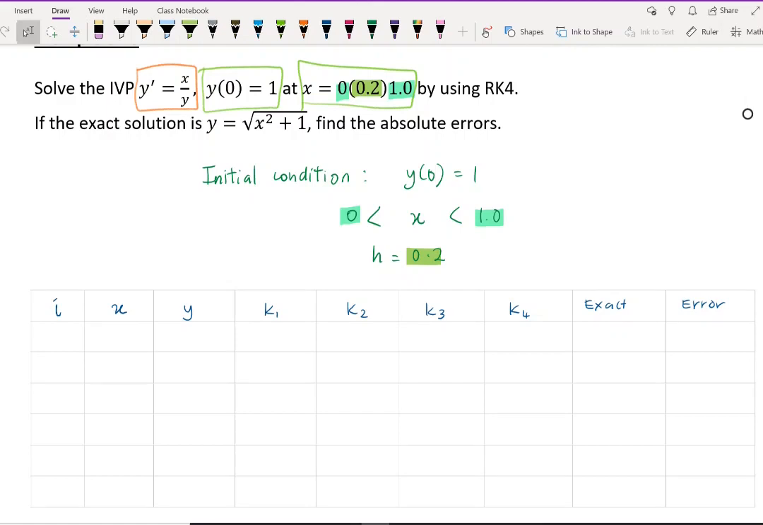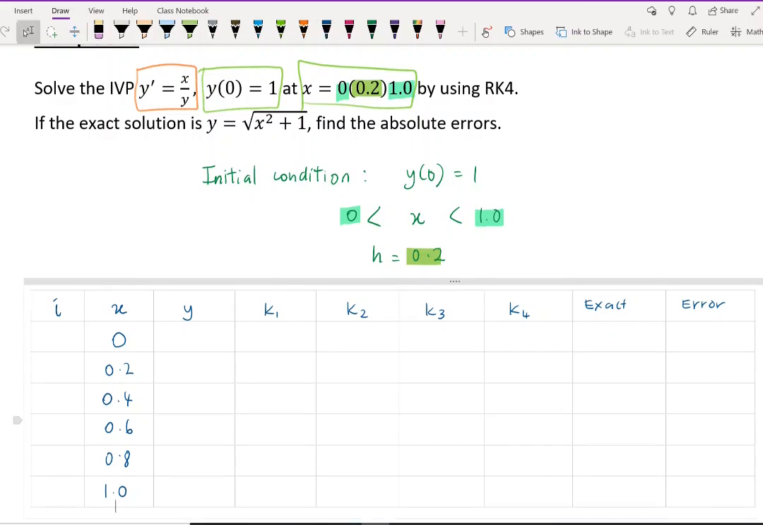So start with x value between 0 and 1. We start the x value with 0. Then our step size is 0.2, so the value of x increases by 0.2 row by row. So we have here 0.2, 0.4, 0.6, 0.8 and lastly 1.0, because our range of x is between 0 and 1. Now you can fill up the column for the i value. Start with 0, 1, 2, 3, 4 and 5.